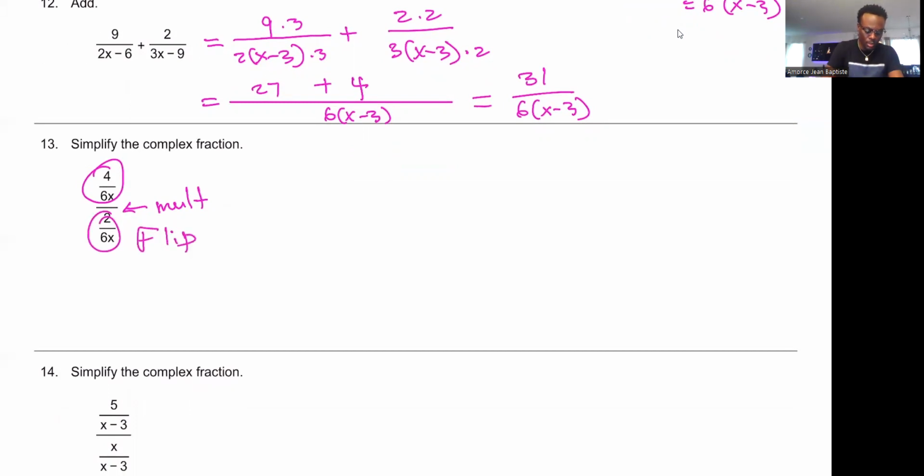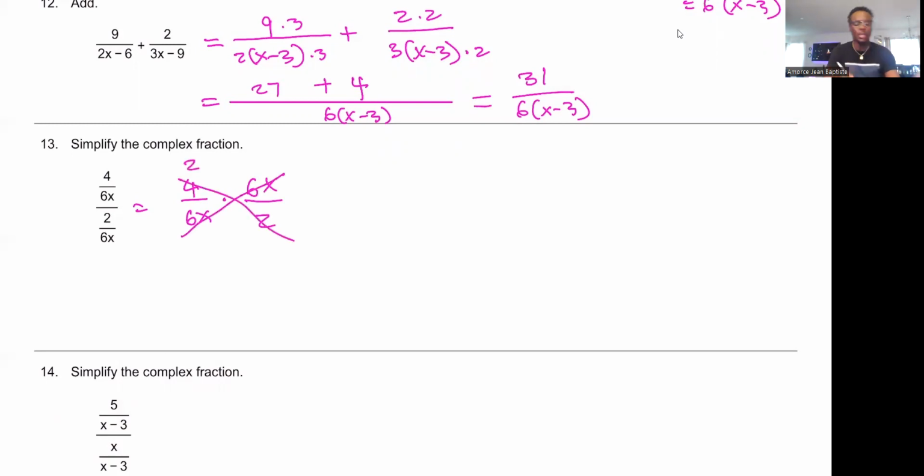So let's try this. That equals 4 over 6x times 6x over 2. Simplify by 6x, simplify 2 from 4. That's left me with a 2 on top. So that is just 2.